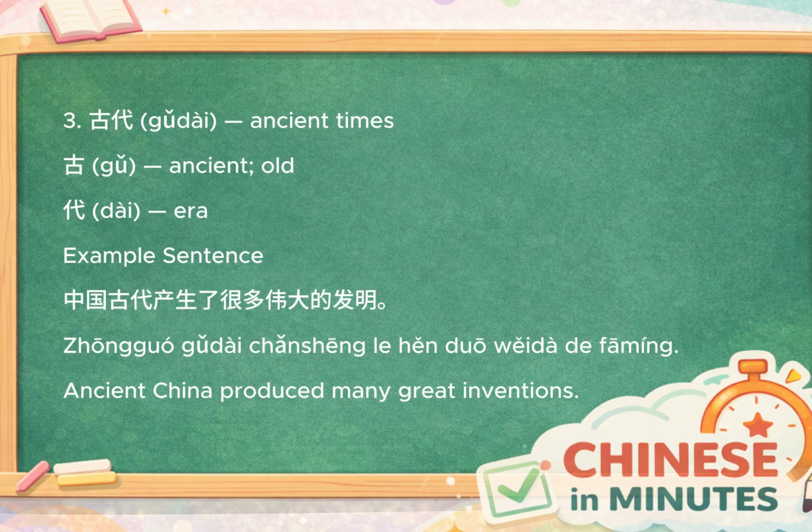Here's a natural sentence. 中国古代产生了很多伟大的发明. Ancient China produced many great inventions.